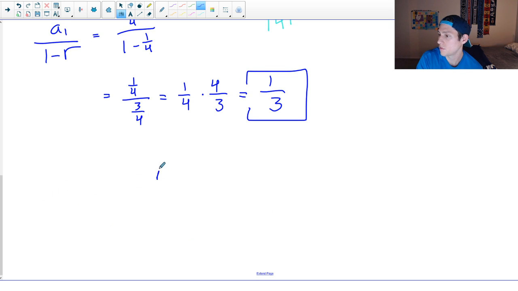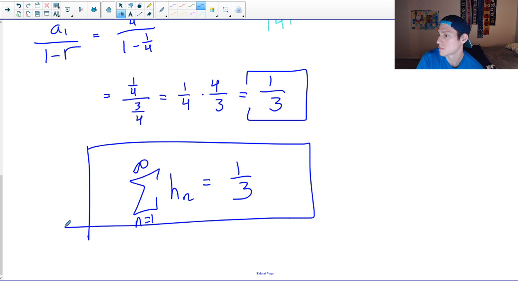And, you know, maybe if we want to write our answer a little more officially, so 1 to infinity of hn, that sum equals 1/3. Kind of a droopy infinity sign. I can't stop writing at like a diagonal angle on this. My straight lines are always kind of going up.